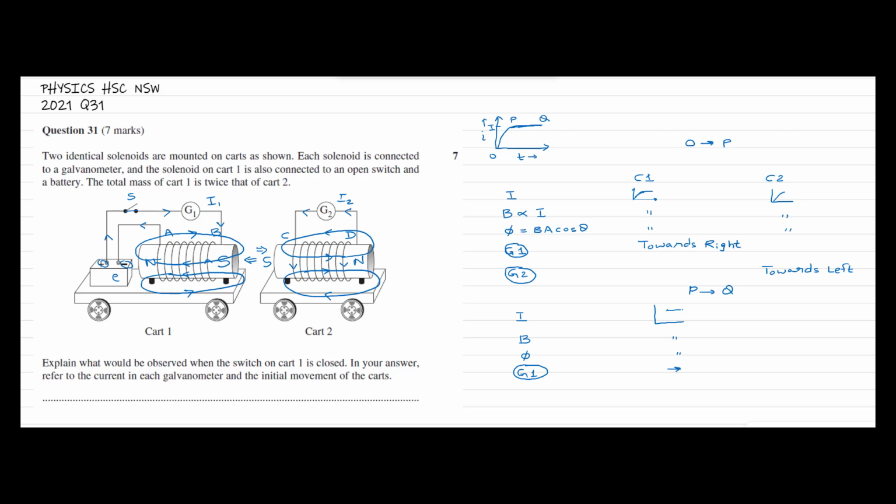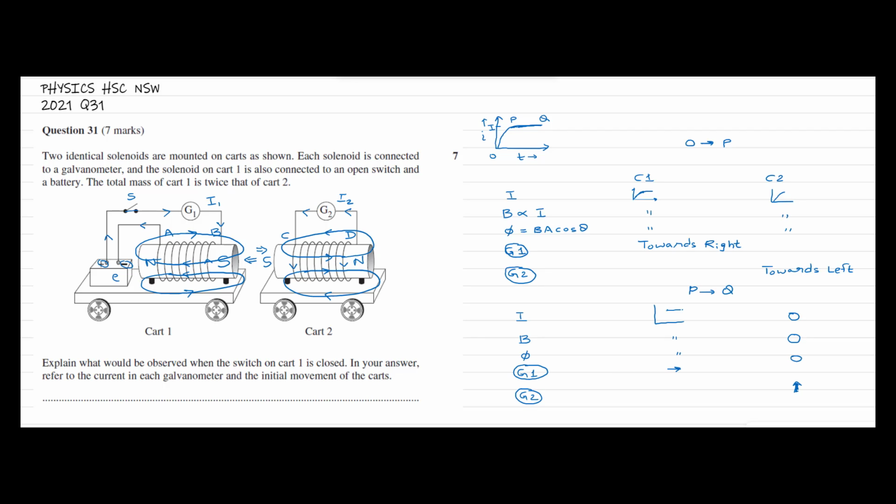I can write over here, there will be a zero current, and there will be zero induced magnetic field on the cart 2, solenoid 2, and there will be zero flux. As far as the deflection in the galvanometer is concerned, it will go with what the value of the current is. Since the current is zero, there will be no deflection, and it will stay at the center point. Vertically, it will point something like this, not leaning towards left and not leaning towards right. It will be at the center, indicating no current.